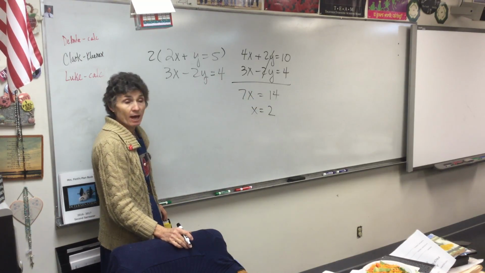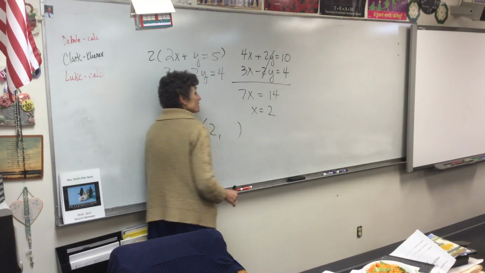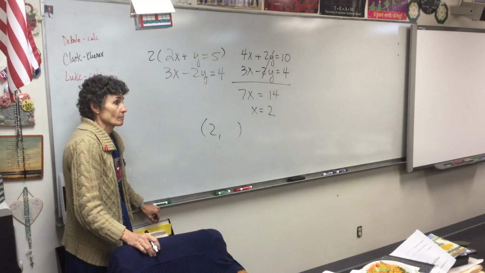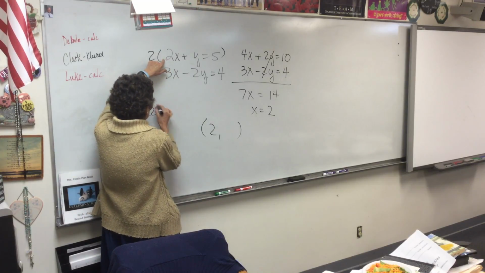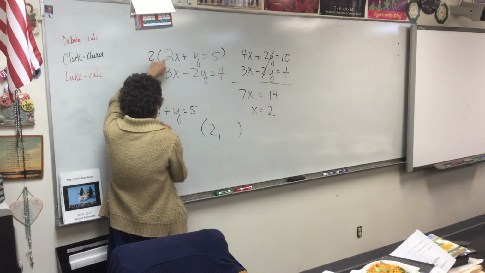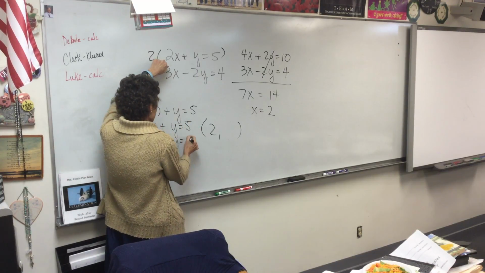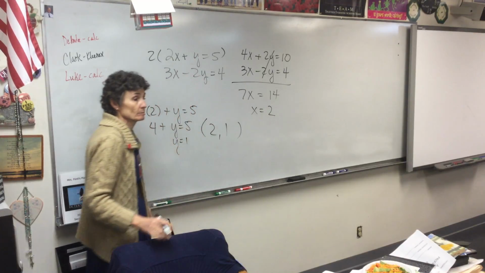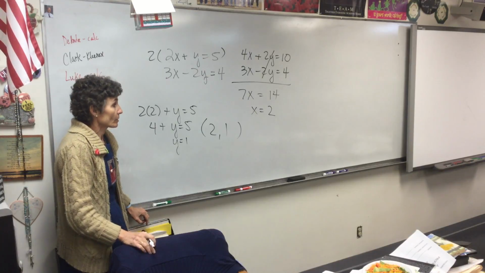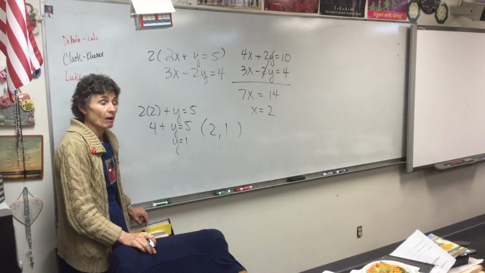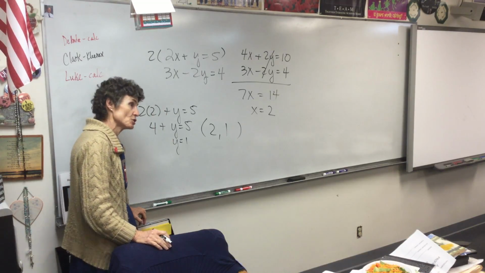Now, the answer is not x equals 2. The answer is 2 comma something. And the something would be found by plugging in 2 for the x. So y is 1. Is that okay with everybody? Now, this is what you do if when you look at the problem you see elimination.